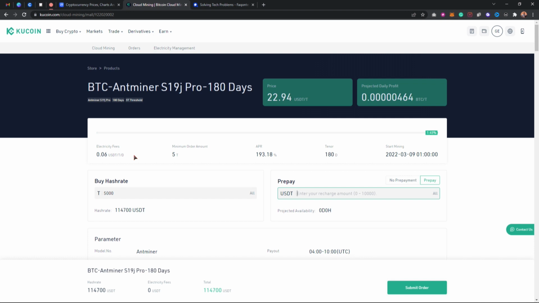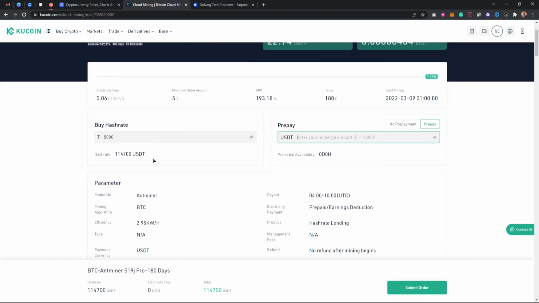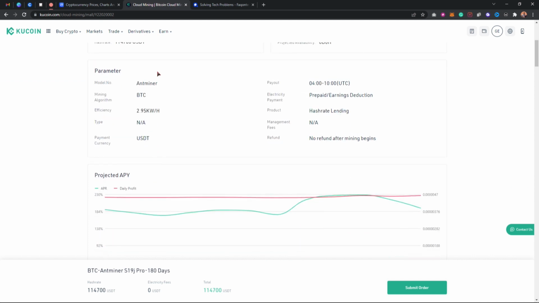But with KuCoin cloud mining, KuCoin assured us that they're going to try as much as possible to maintain the machine. So as you can see right here, you can see more information about the machine. You can see the Antminer, what it is mining, Bitcoin, the efficiency, the type, the payment method, USDT, and the electricity prepaid.